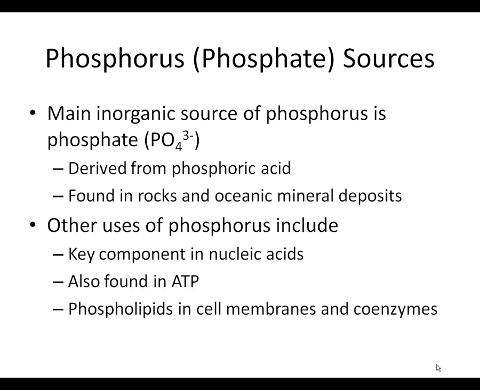The uses: phosphates are again key components in nucleic acids, so we need those sources of phosphorus so that we can build nucleic acids. We also need it to build ATP. We need 3 phosphates for every adenosine that we put together, so we get adenosine triphosphate. This is our molecular energy.